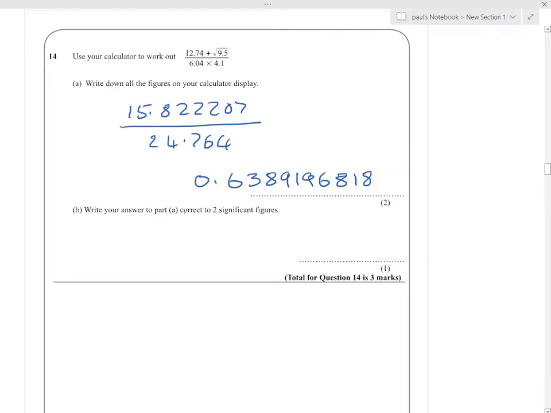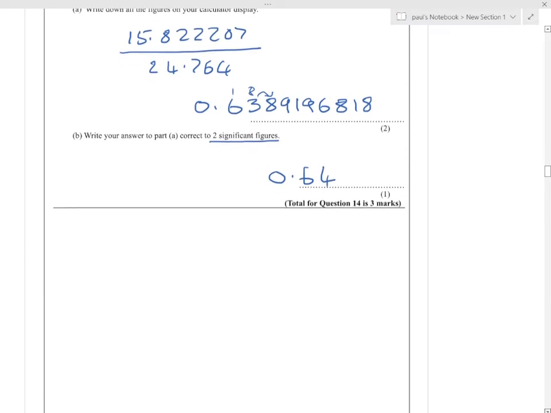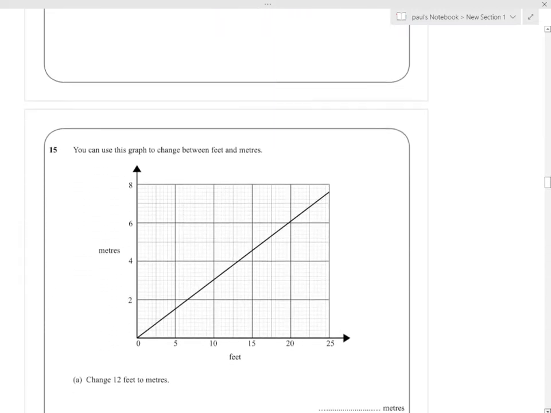Write your answer to part A to two significant figures. Now, two significant figures are everything after the zeros. So there's the zeros. So there's the first one. There's the second one. So we go to the right there, it's 8, and we add it back on to give you a 4. So it's 0.64. Onwards and upwards to number 15.